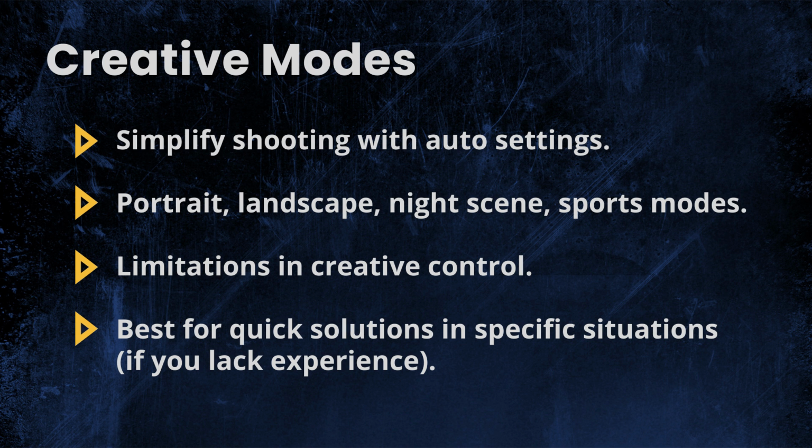Now let's take a quick look at some of the special and creative modes that your camera might offer. These modes are designed to simplify shooting in specific scenarios by automatically adjusting the settings for you. For example, you might find that there's a portrait mode that sets a wide aperture to blur the background, or a landscape mode that keeps everything in focus by using a smaller aperture. And there are also modes like night scene, sports, and macro, and each of these are optimized for different situations.